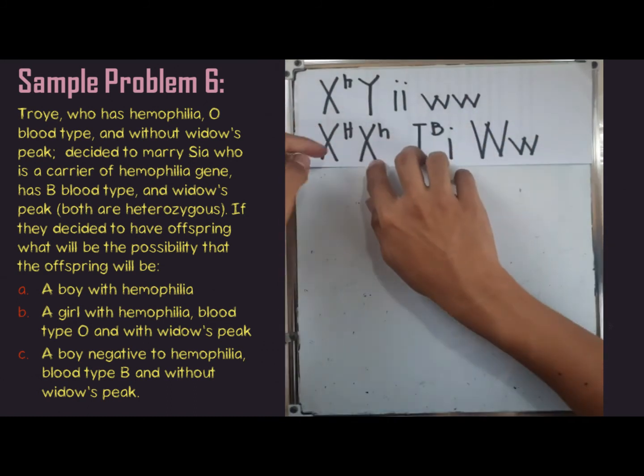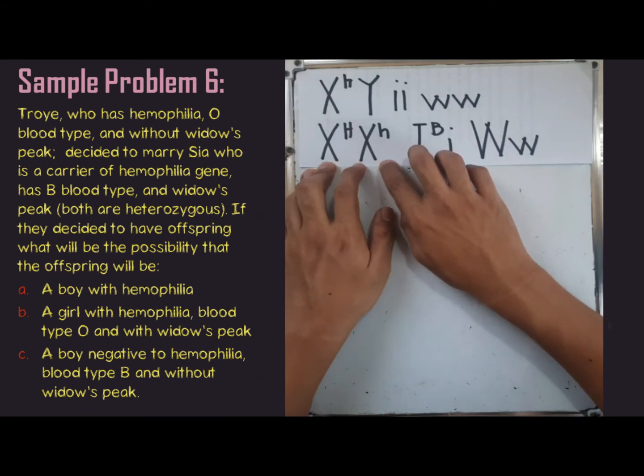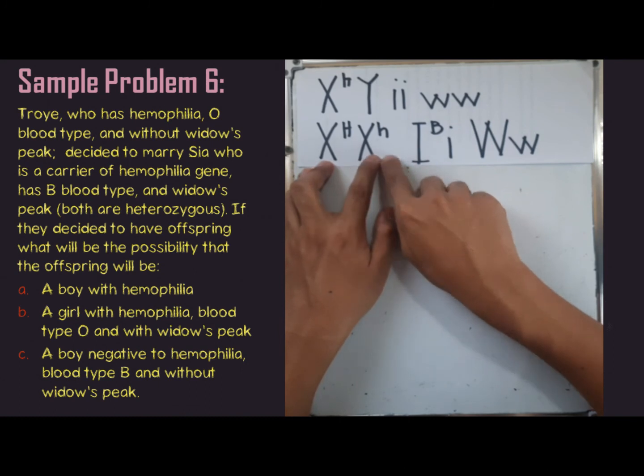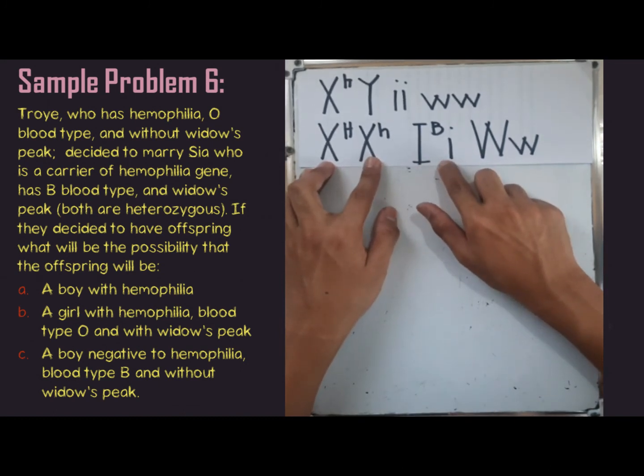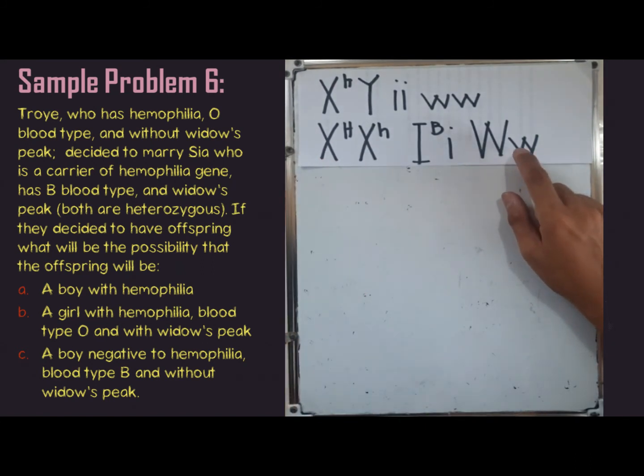While in the case of Sia, since she is a carrier of the hemophilia gene, she would be heterozygous for hemophilia, then heterozygous dominant for blood type B, and heterozygous dominant also for the presence of widow's peak. So, that's the thing about the different characteristics that are present in this couple.